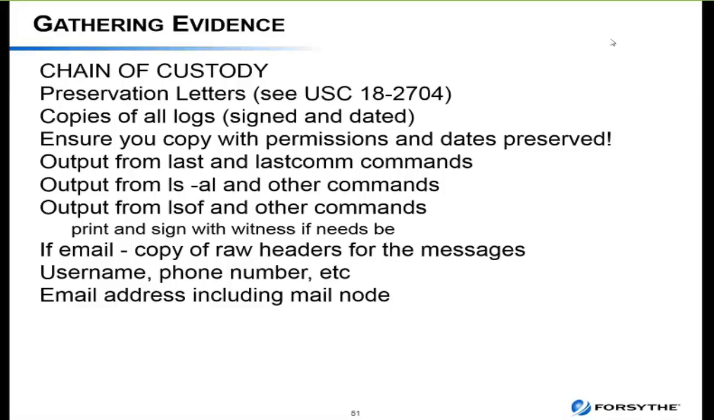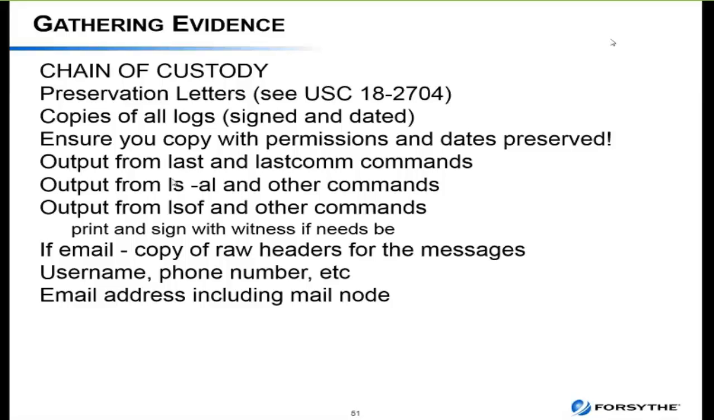You need copies of all your own logs, signed and dated, preferably. I always print them out and also copy them to CD, and I make somebody witness them. In my worst case, I had 500 pages of logs that I printed that somebody sat down and signed and dated with me. That was overkill, but it was very useful later. Make sure that when you copy to a CD, you copy it with permissions and dates preserved, because otherwise it's going to become unusable. And you have to figure out what it is you want to copy: output from the last commands, the ls, the lsof, remembering to do it from your safe CD version.